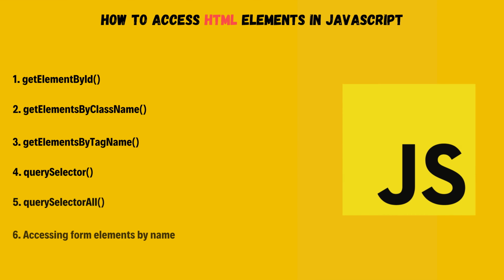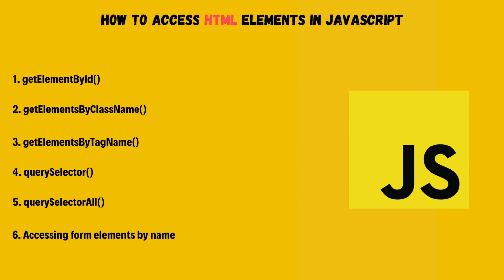There are 6 ways to access HTML elements in JavaScript: the getElementById method, the getElementsByClassName method, the getElementsByTagName method, the querySelector method, the querySelectorAll method, and accessing form elements by name. We'll go over each one with an example.